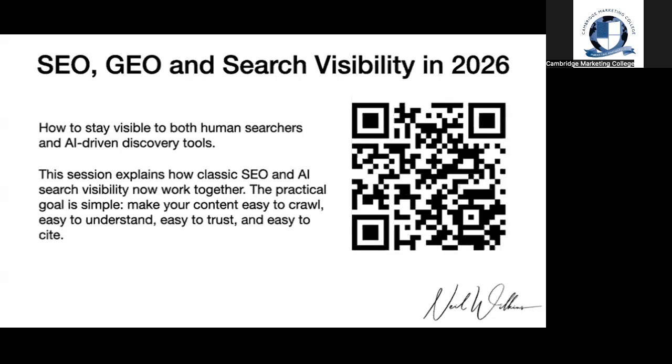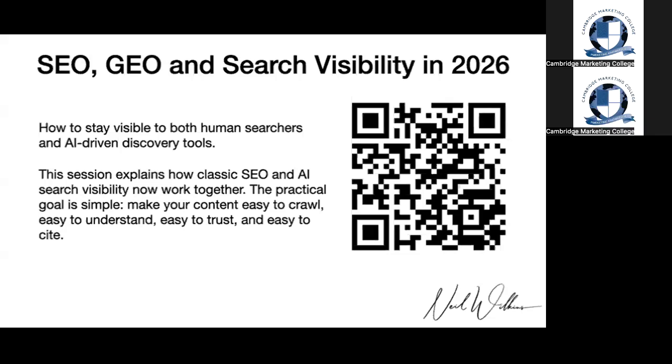And I'm going to cover how classic SEO, in the traditional sense of search engine optimization, and now AI search will actually work together. So the practical goal today is really quite simple. How do you make your content easy to crawl, easy to understand by both humans and AI agents, easy to trust, and also easy to cite? The quotations and answers that are being created by AI agents as they present them back to their humans is a new way of approaching the whole essence of search in 2026.